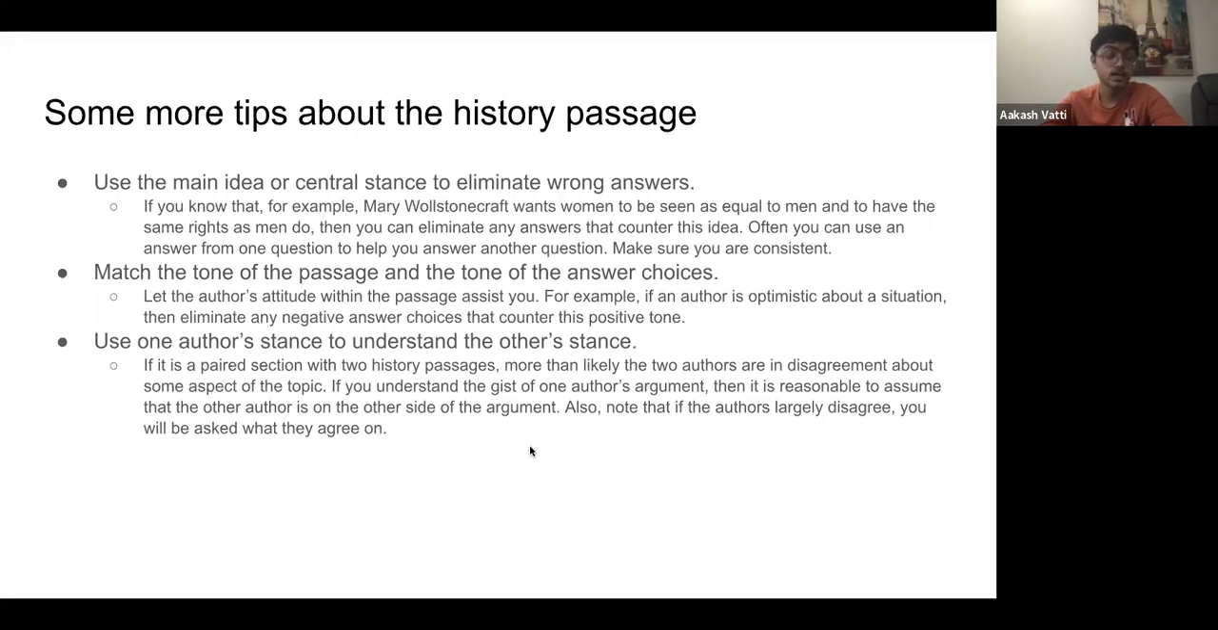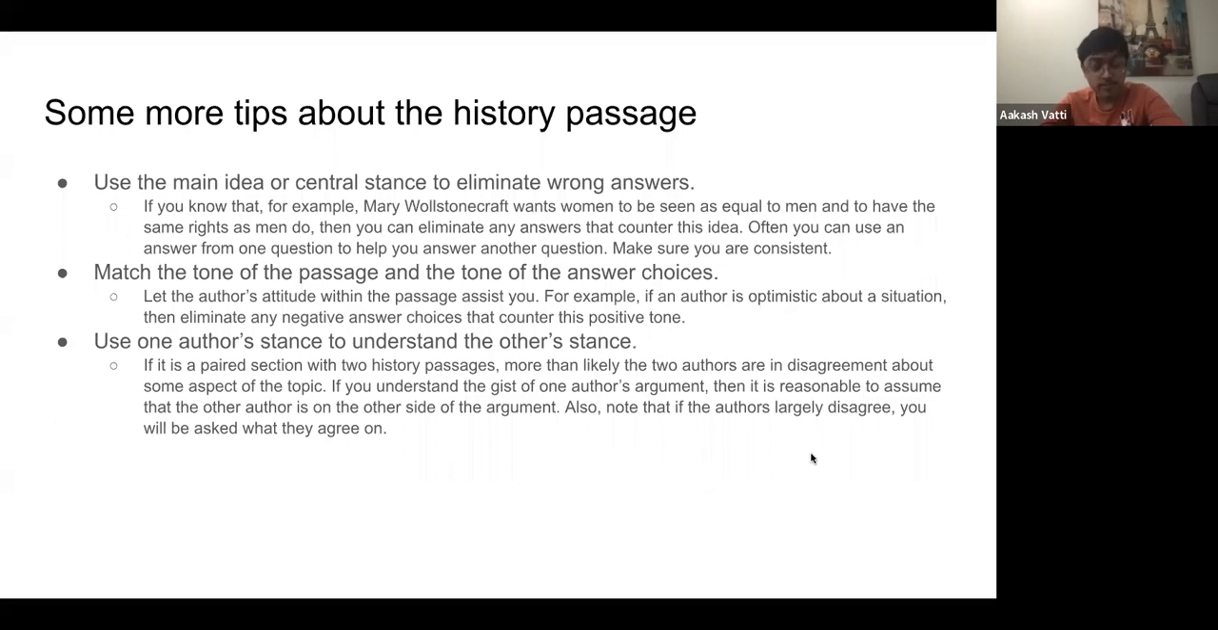A fifth tip would be to match the tone of the passage and the tone of the answer choices. So let the author's attitude within the passage assist you. For example, if an author is optimistic or happy about a situation, eliminate all negative answer choices that counter this positive tone, which I guess is pretty obvious to tell when an answer is negative versus when it's positive. And for paired passages, use one author's stance to understand the other's stance.